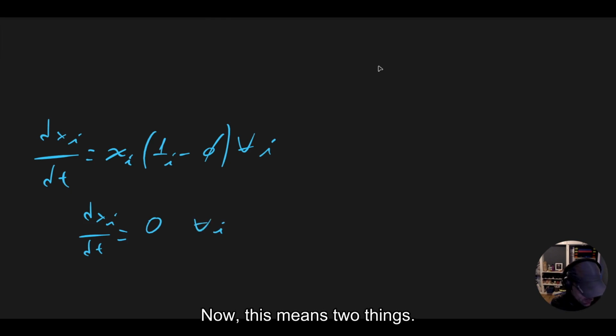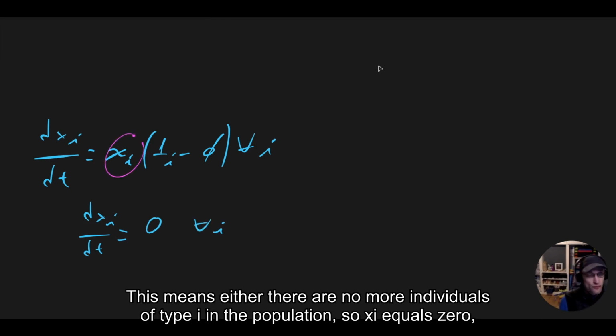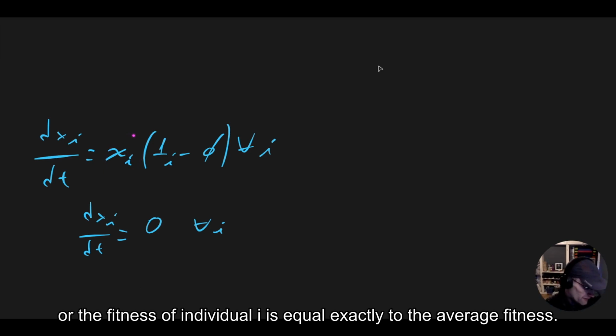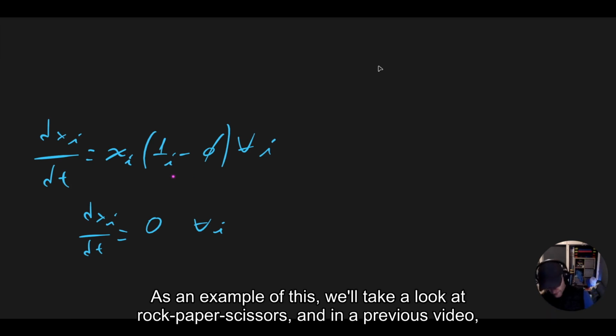Now, this means two things. This means either there are no more individuals of type i in the population, so xi = 0, or the fitness of individual i is equal exactly to the average fitness, okay? As an example of this, we'll take a look at rock, paper, scissors.